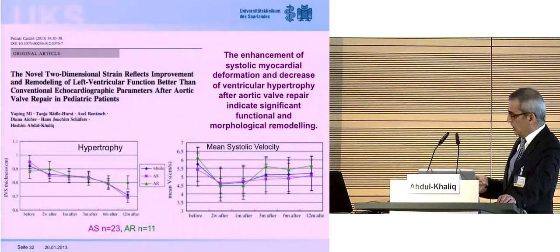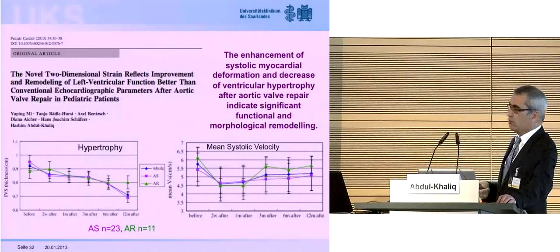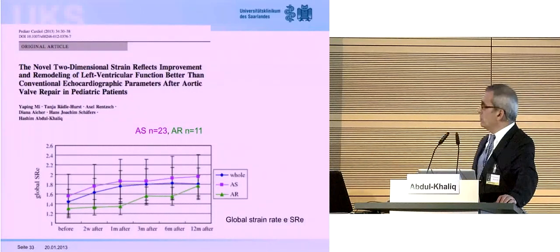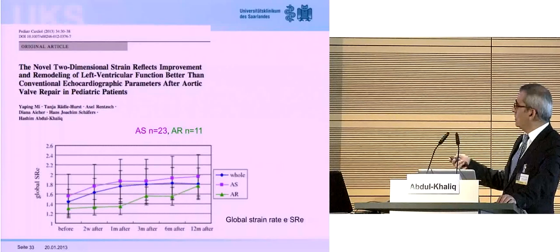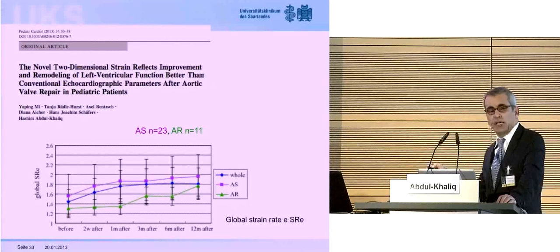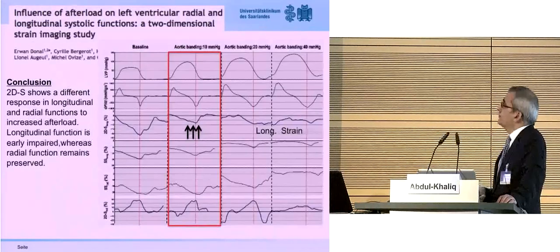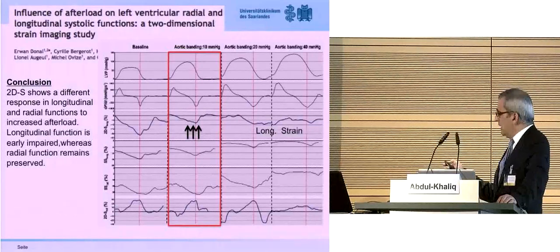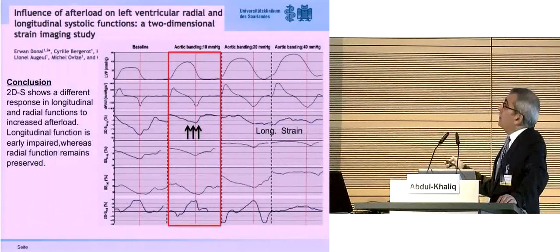And you see here also an early change in myocardial velocities. I think this change is related to the heart-lung machine and intubation. And we see also here the difference between aortic valve regurgitation and aortic stenosis. The children with aortic valve regurgitation have more diastolic alteration in the function. And this is also an experimental study showing that global strain is more sensitive, showing the alteration very early, rather than other deformations in aortic banding.